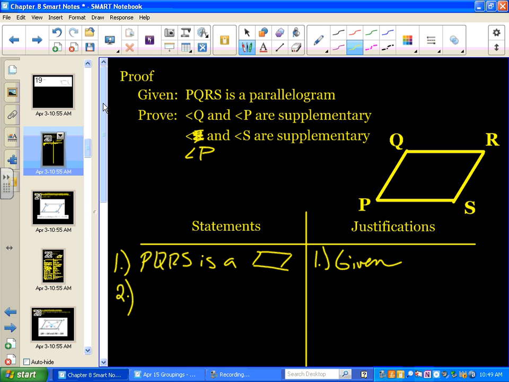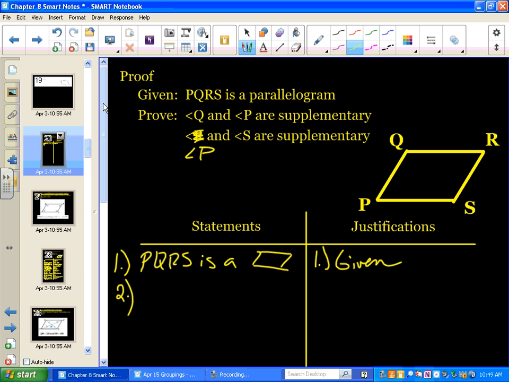Okay, so we know it's a parallelogram. Tell me, what do we know about a parallelogram that will help us get Q and P to be supplementary and P and S to be supplementary? Kara. QP is congruent to RS. Justification. Very good. Parallelogram, opposite sides. Now, with the opposite sides being congruent, will that help us get the angles to be supplementary? No. So you could put that in there, but it's not wrong, but we don't need it, so I'm not going to put it in there.